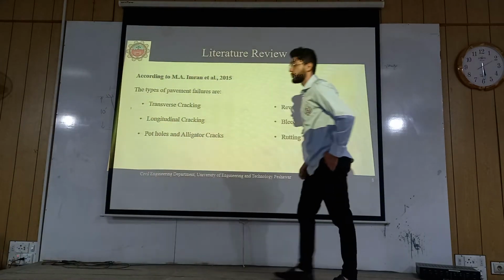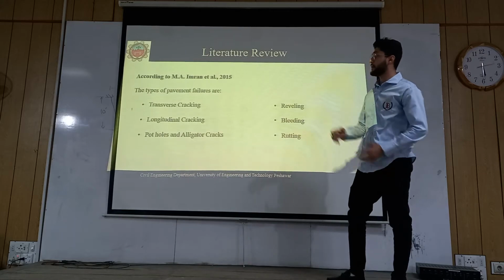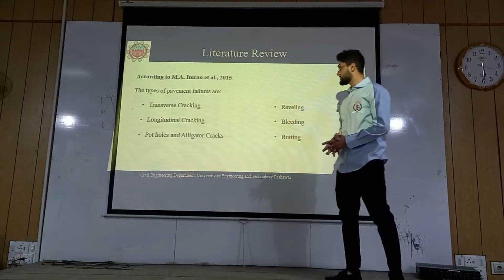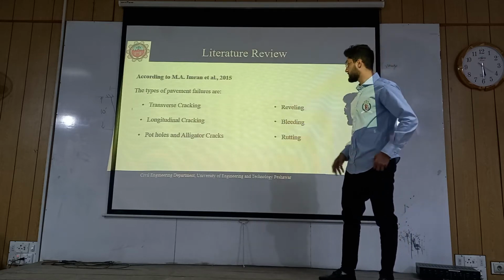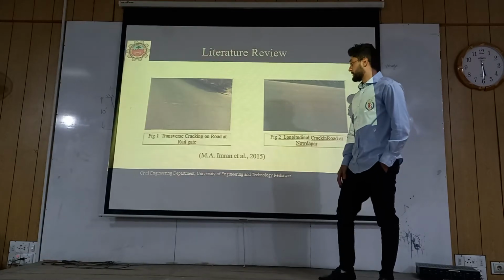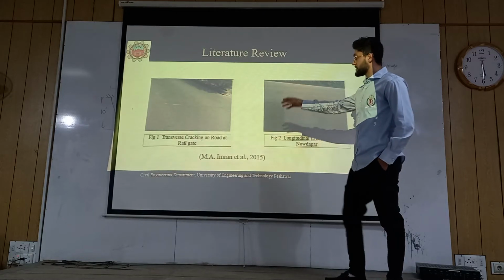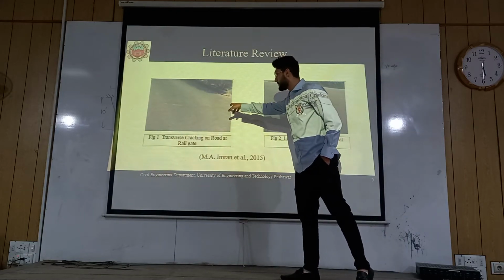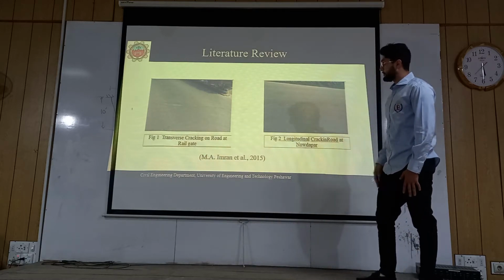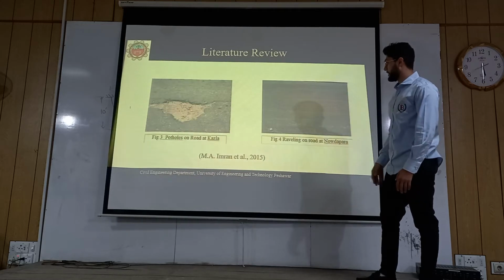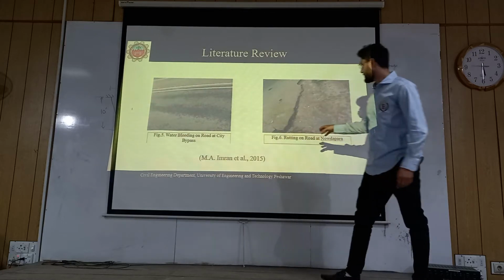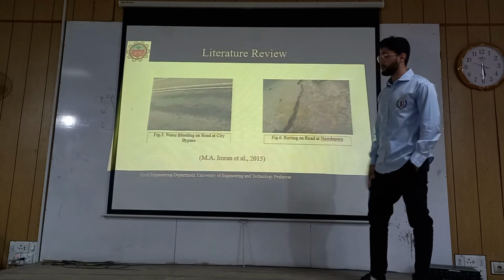Thank you so much, Farusha. So now we are going to the literature review. We will start with the research by Umran et al. in 2015. He did research on pavement failures, which are transverse cracking, longitudinal cracking, bleeding, rutting, and potholes. Here we can see a picture. The transverse cracks are perpendicular to the road, and the longitudinal cracks are parallel to the road. Here we can see potholes, and here we can see rutting and bleeding of the roads as well.